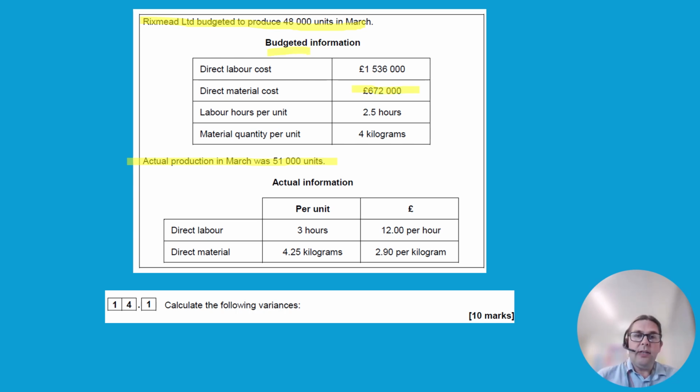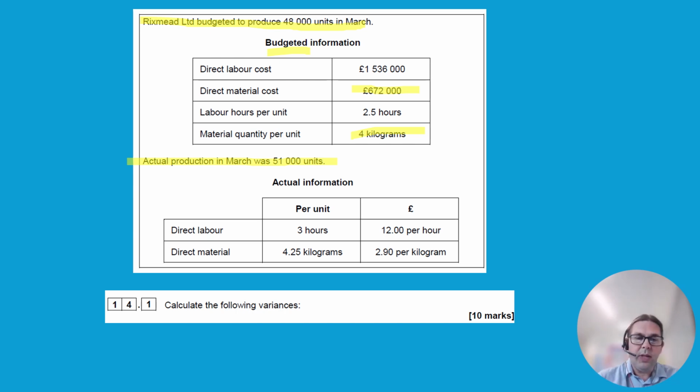£672,000, and that's it. So what we're going to have to do is determine with the data how much we did expect to pay per kilo. So we did expect to produce 48,000 units, and we expected to use 4 kilos per unit. So what we do is go 48,000 times 4 kilos. That gives us the 192,000 kilos. 672,000 divided by that gives us our expected kilogram price of £3.50.